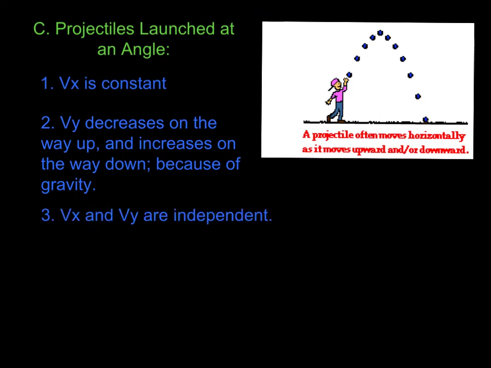The third thing that's true about projectiles launched at an angle, the same as for a horizontal launch, is that Vx and Vy are independent. The vertical motion is independent of the horizontal motion.